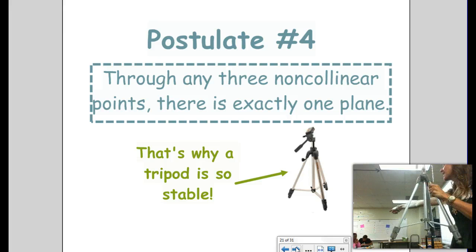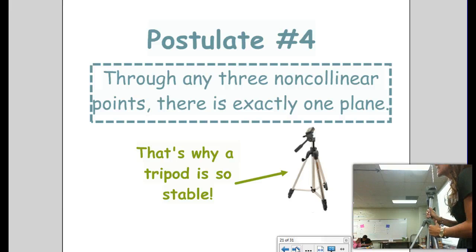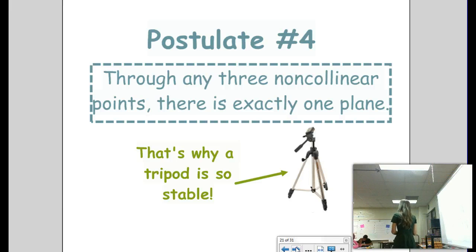Because tri means 3. It's more stable, because 3 is the most stable you can get. 3 points make a plane. If I added a 4th point to this tripod, it might wobble.